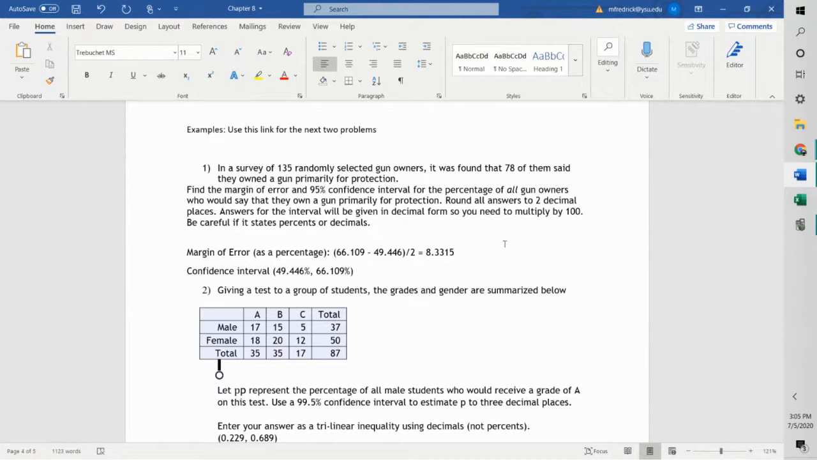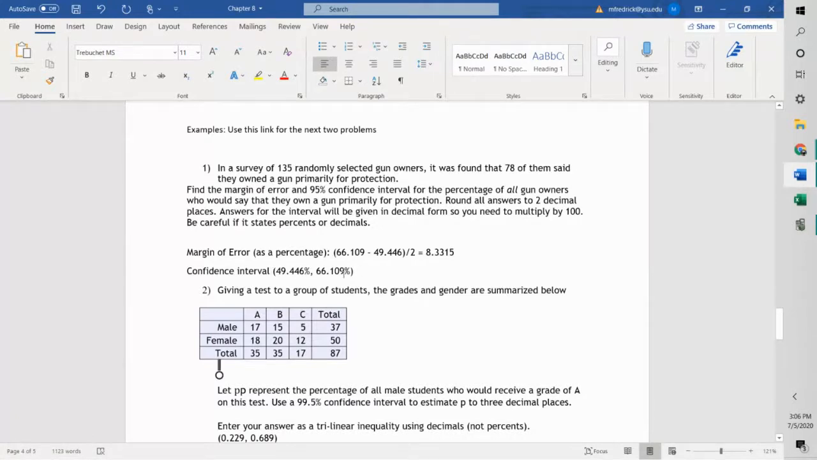Answers for the interval will be given in decimal form, so you need to multiply by 100 because they wanted the percent. If they want the decimal, then you wouldn't need to multiply. So be careful in the answers which one they're looking for. I would find the confidence interval first, and then margin of error, as we did before, you subtract your two values and divide by 2.